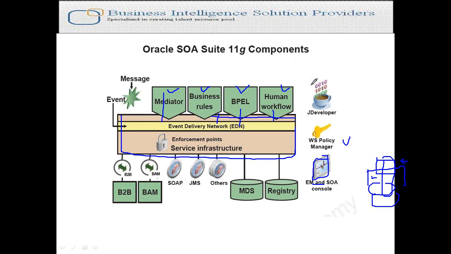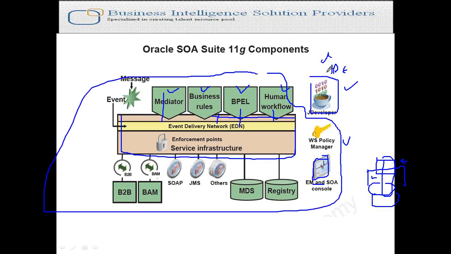JDeveloper. JDeveloper is an IDE, okay, which is used to create the code and all that. This is a separate install from the whole SOA suite. When you install the SOA suite, you get all this together, and JDeveloper is a different install. So this is a server and this is your client in some way, okay. You create the code over here and do the deployment on the server. This is the way you actually perform the work.